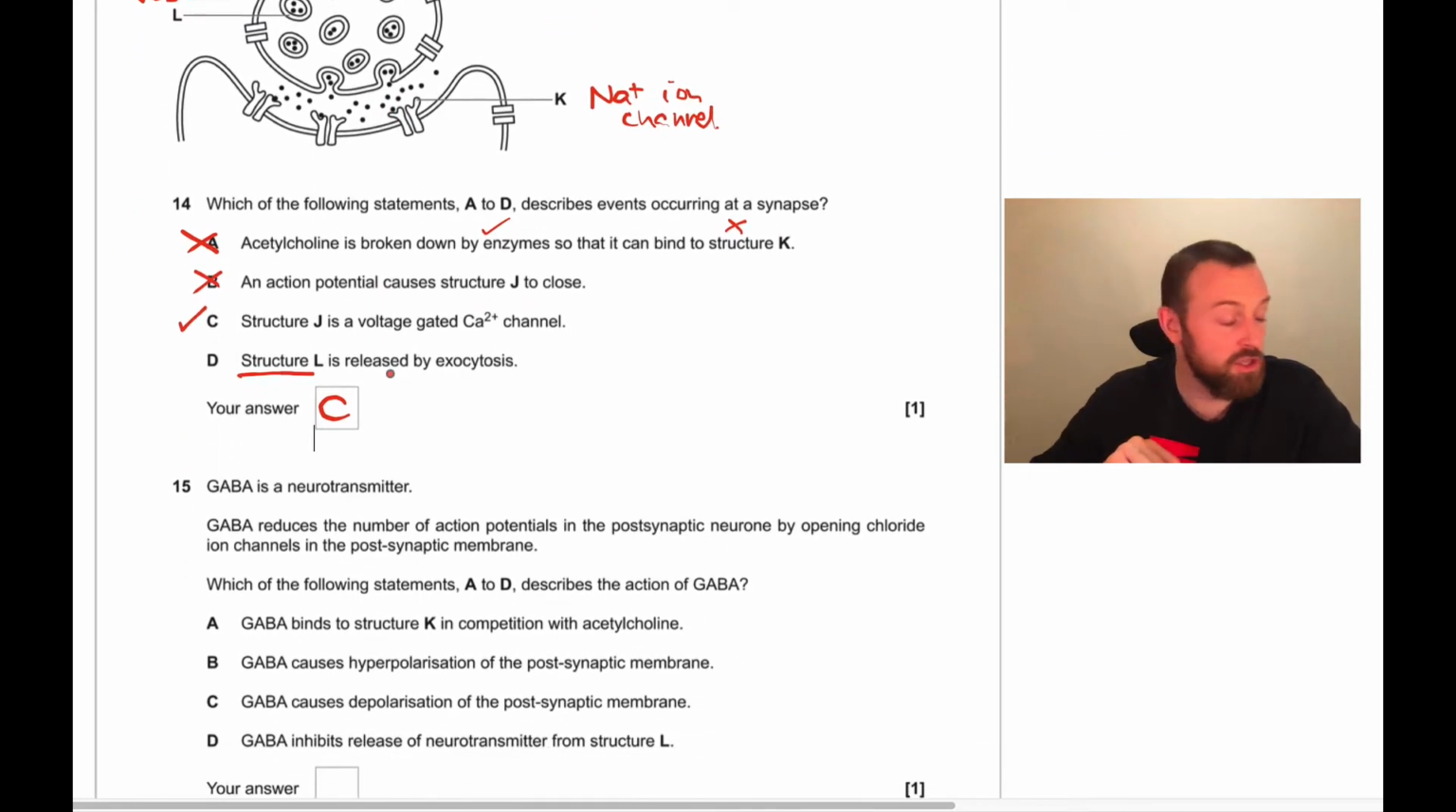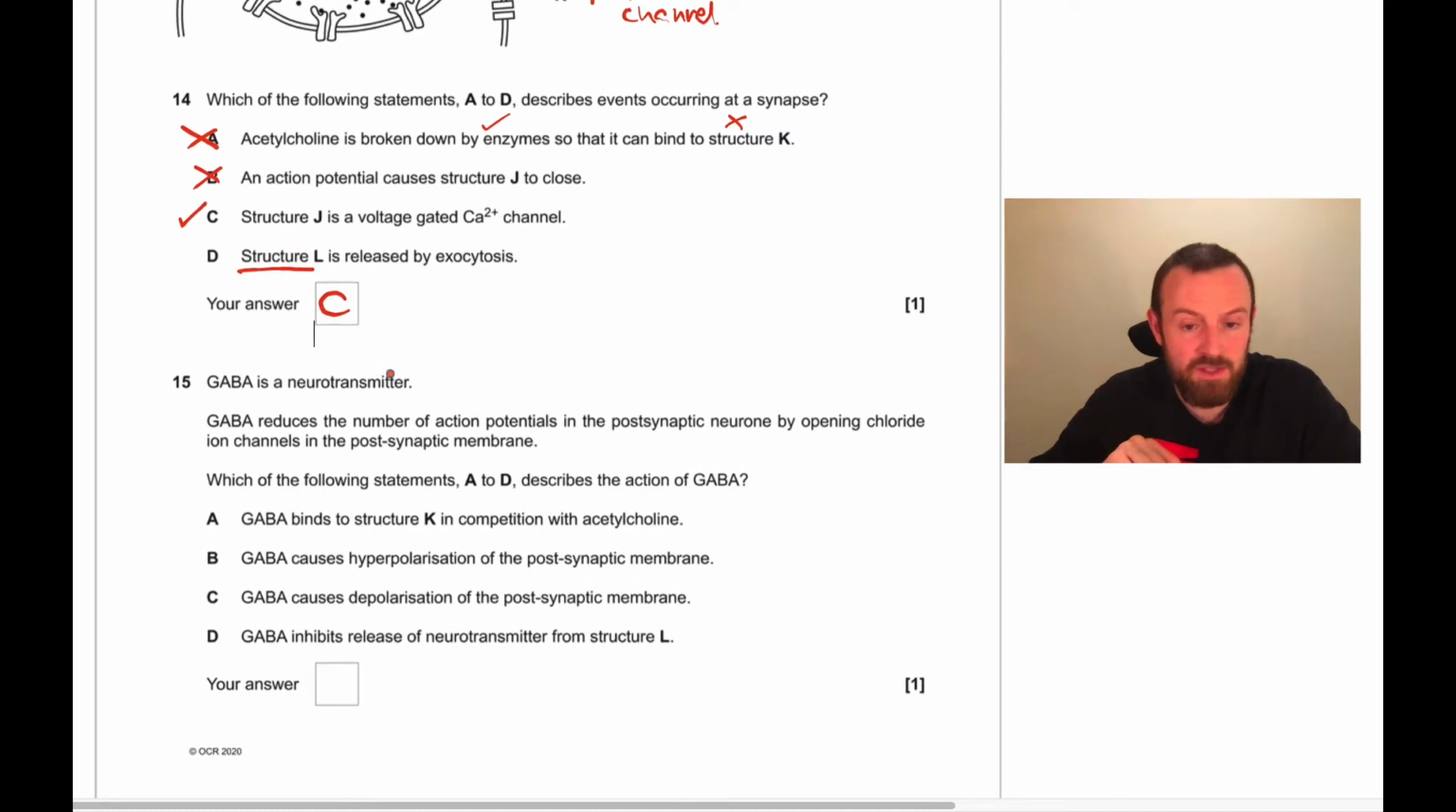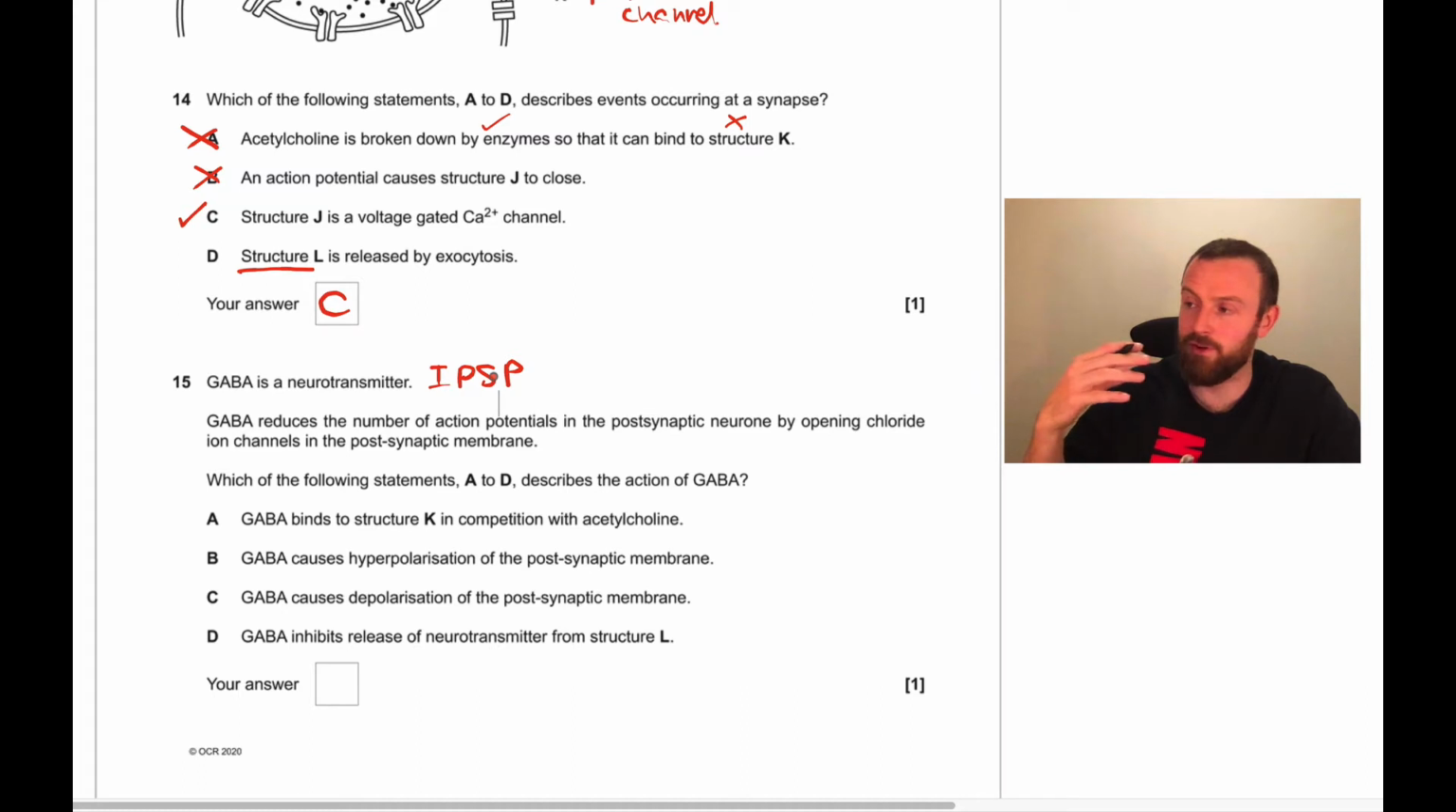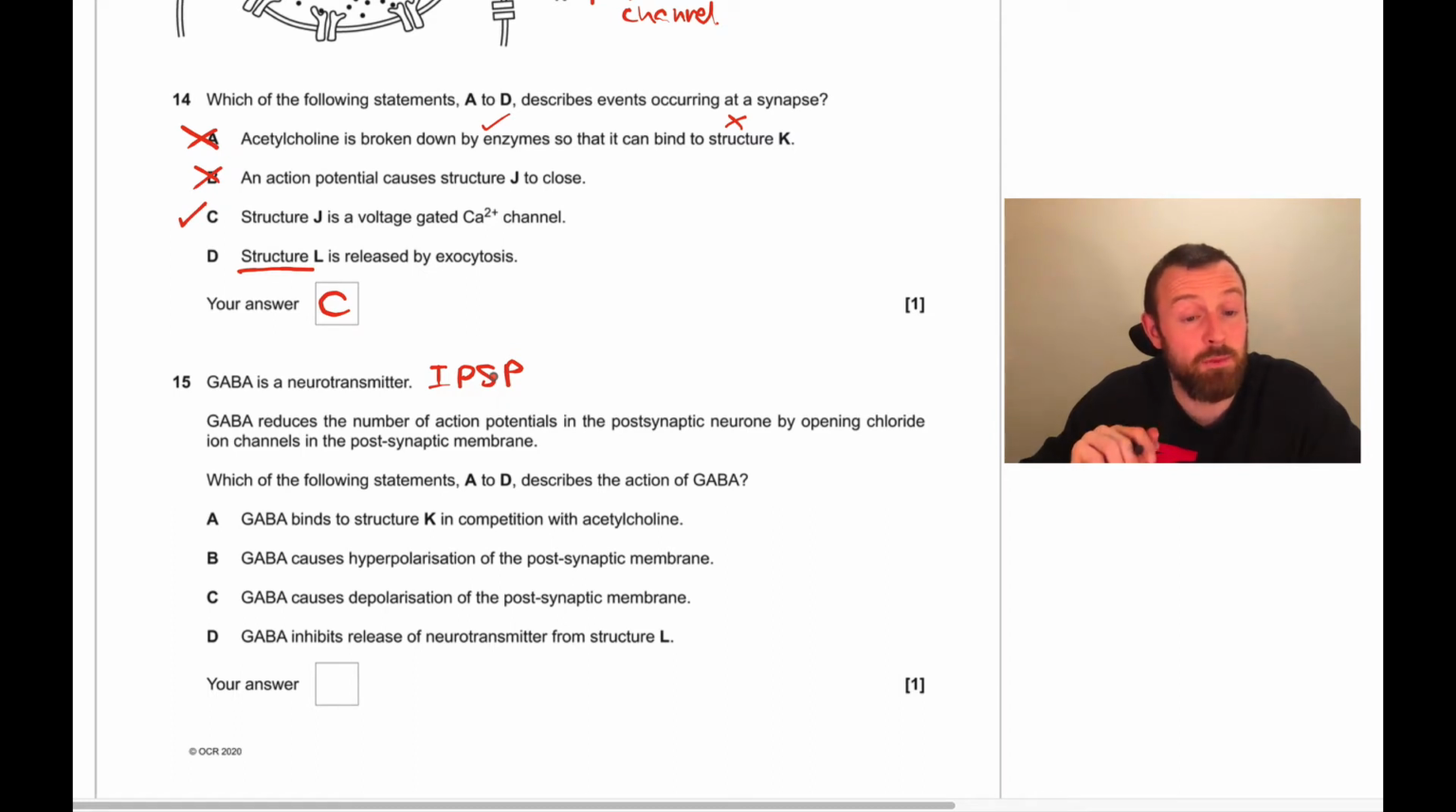All right, GABA is a neurotransmitter. It is. It's involved in IPSPs. Hopefully you remember that. Inhibitory postsynaptic potential. This is when you're less likely to fire an action potential. So it explains it here. It reduces the number of action potentials in the postsynaptic neuron by opening chloride ion channels in the postsynaptic membrane.